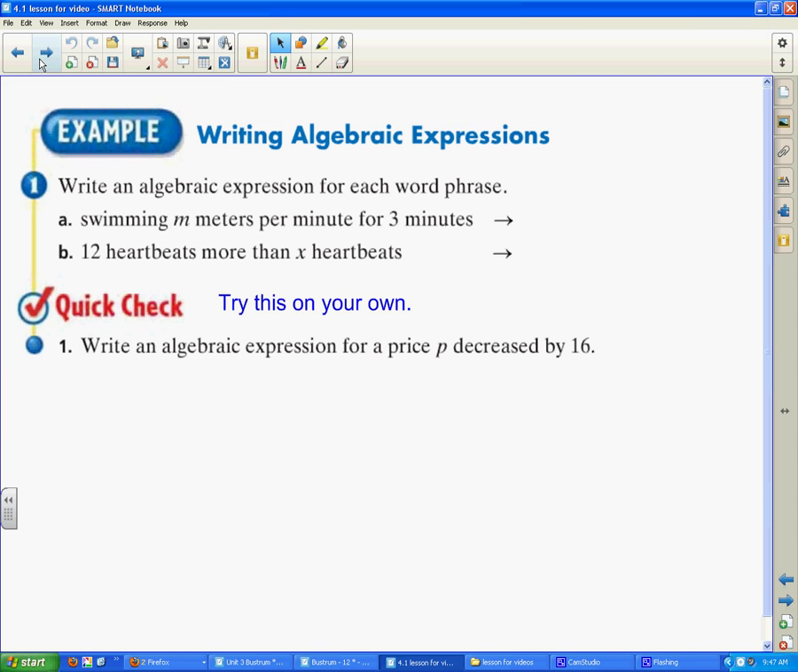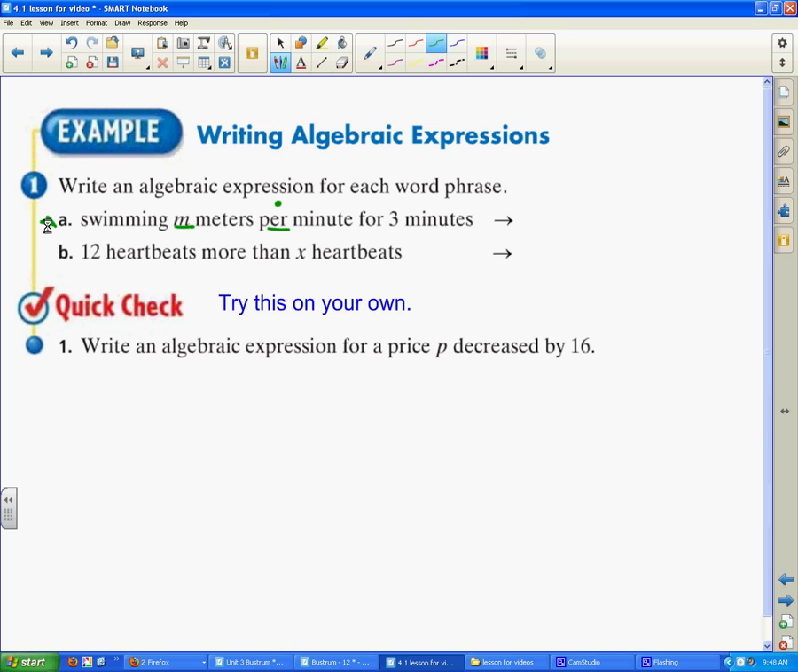So when we're writing algebraic expressions, what we're doing is we're taking a word phrase and changing it into a math phrase. So let's look at the first example here. You're swimming m meters per minute for 3 minutes. So you're swimming m, that's the variable that we're going to use. A lot of times the word per means to multiply.